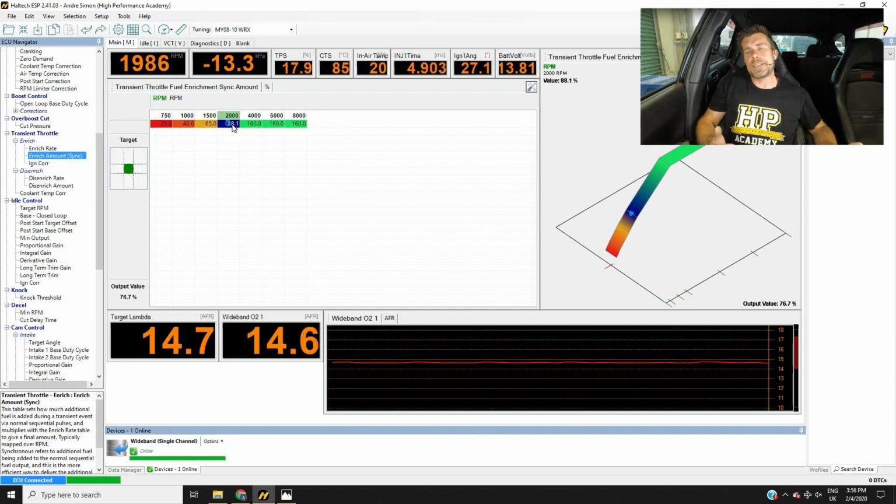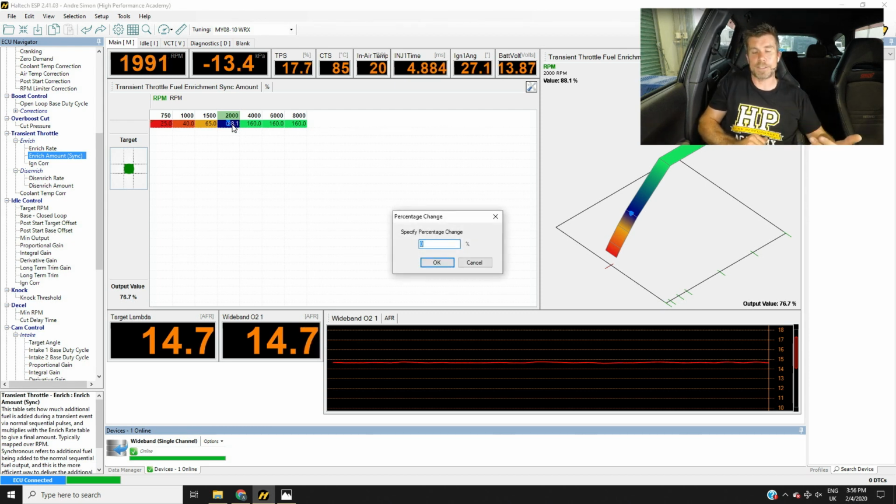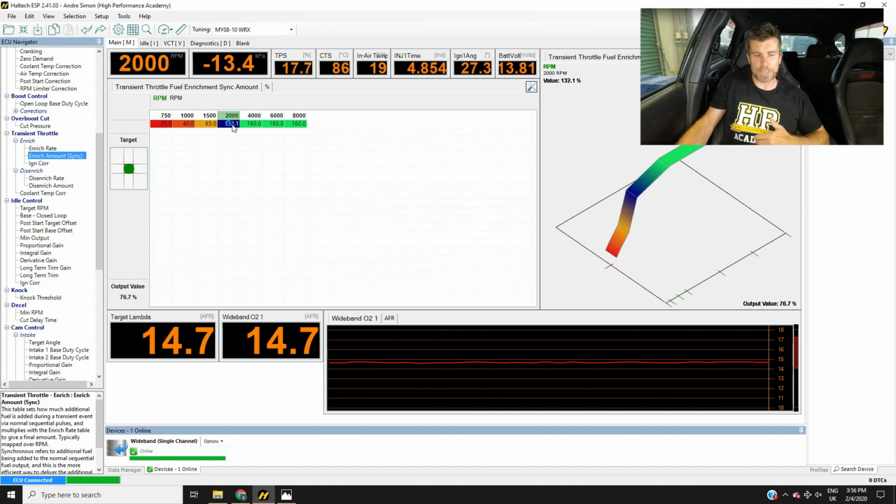What we're going to do, let's make a reasonably big change for a start. So if I press the P key, that'll allow us to enter a percentage change. What we're going to do is start by actually just adding 50% to that value. So again, initially when you're setting this up, make a reasonably big change. Don't mess around with 2 or 3%. That's once you're actually starting to really fine tune things. And frankly, you're probably never going to be in a situation where 2 or 3% is going to make or break.